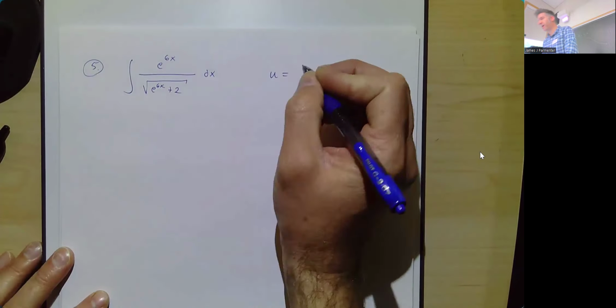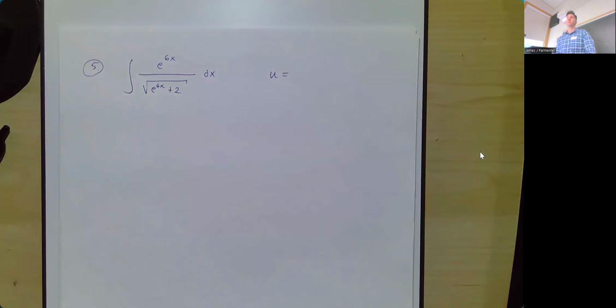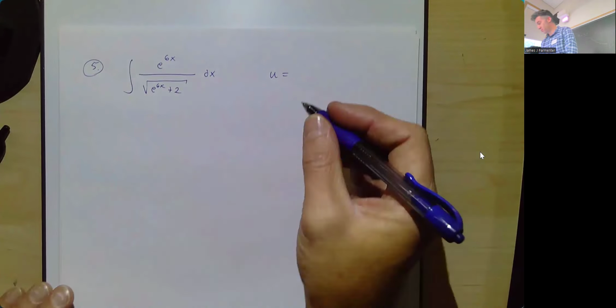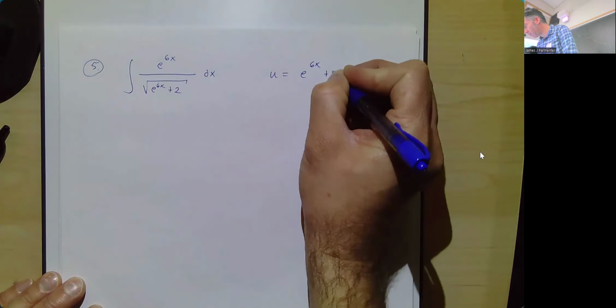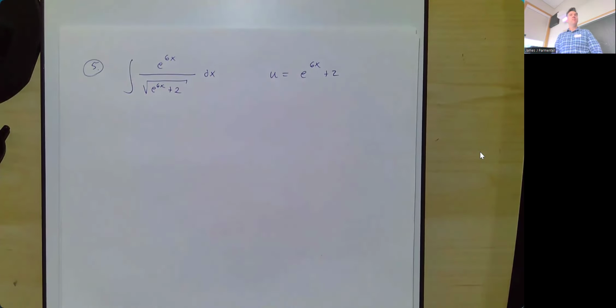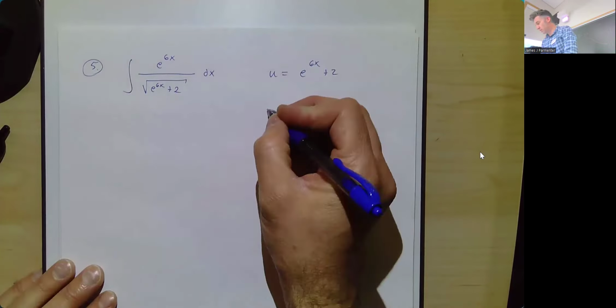So what should u be here? What do you all think? Plus 2. Yeah, the stuff inside the root there. And most of the time, if you're debating whether or not to also include the plus 2 or the plus 5 or the plus whatever in your choice of u, you almost always should, because the derivative of it is not going to make any difference. Adding the constant isn't going to change your derivative at all. So let's see what du is here.